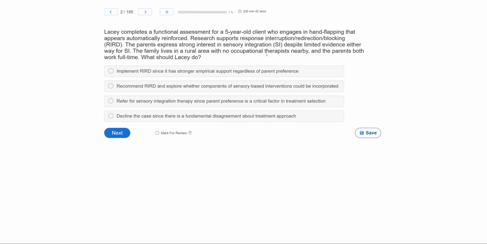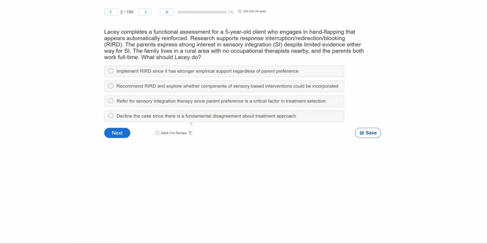Well, the question says no OTs nearby, parents both work full-time. Referral is going to be difficult for everyone involved, right? We've got to work within the constraints of our environment. That's a key part of being effective. D, decline the case since there's a fundamental disagreement about treatment approach.